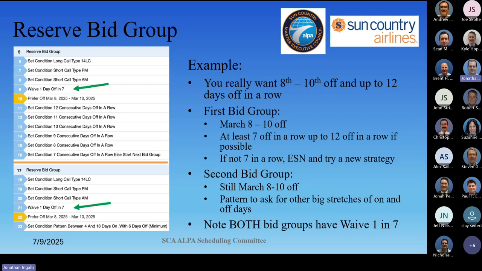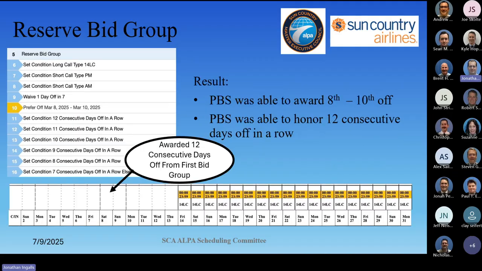Give everyone a moment to digest what we're reading here. But let's say that first bid group, reserve bid group, starting on line 5 works, and we get awarded a schedule from that.